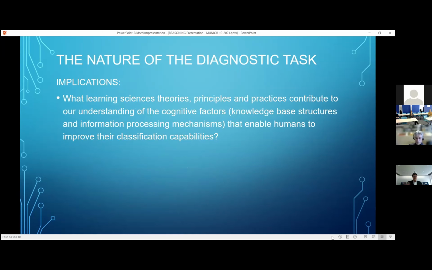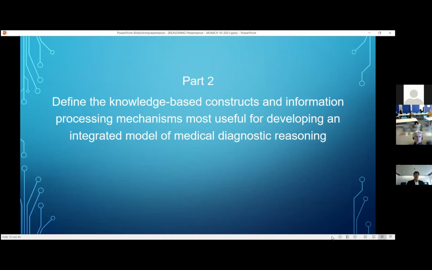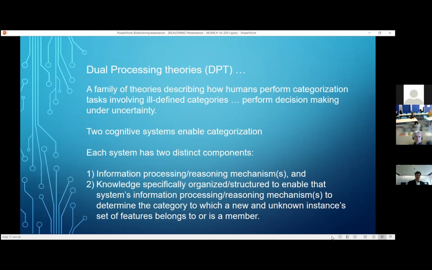Additional implications, okay, we can go into those, but the bottom line is we need to get into this notion of what it is that the learning sciences has to say to us. And to boil it all down, it seems to largely revolve around this notion of knowledge-based structures and information processing mechanisms. And we'll get very superficially into that shortly. Define the knowledge-based constructs and information processing most useful for developing an integrated model of medical diagnostic reasoning. We're now in part 2.